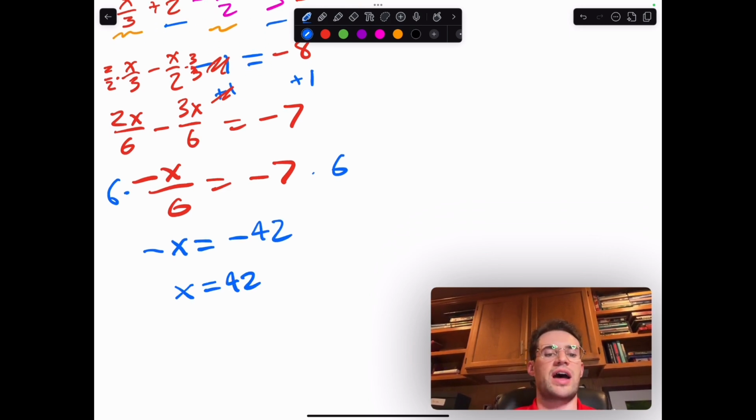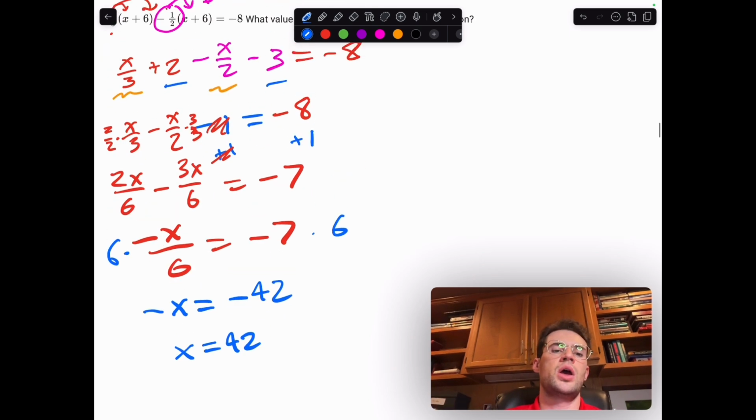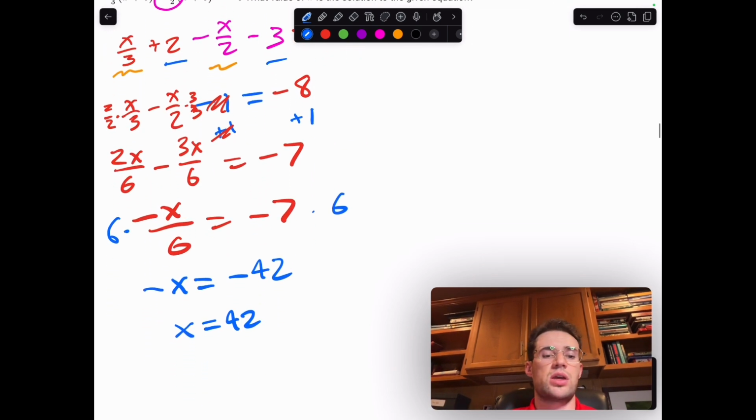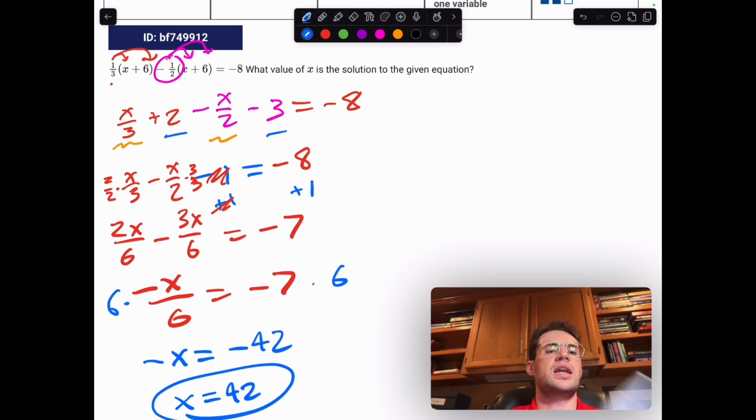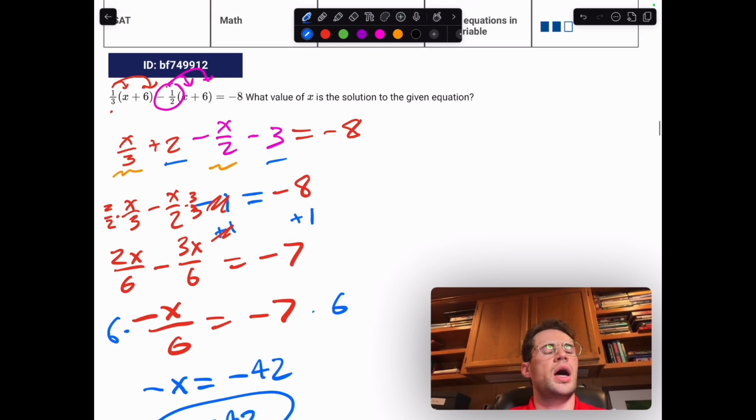Right? You think of that as dividing by -1, multiplying by -1, or just negative something equals negative something, right? Then the somethings are the same, x and 42. All right, so x is 42. That's one way you could do it, right? If you feel comfortable with distributing a negative sign and with combining fractional coefficients, the 1/3 x and the 1/2 x, that would work.